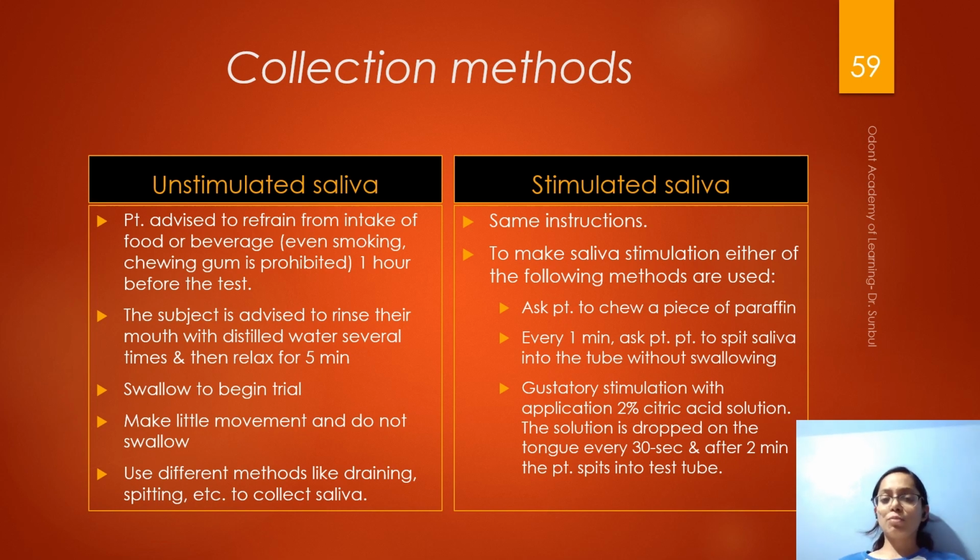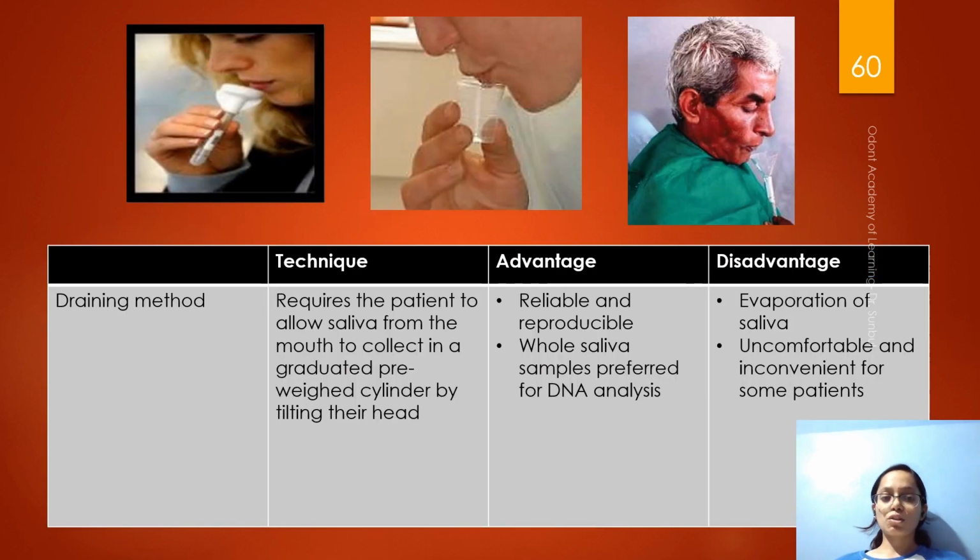In collection of stimulated saliva, the same instructions will be given, but here we'll be using some stimulating agents. It can be either paraffin or citric acid solution, or we can ask the patient to spit to induce that spitting of the saliva. So the draining method is one method of collecting both stimulated and unstimulated.